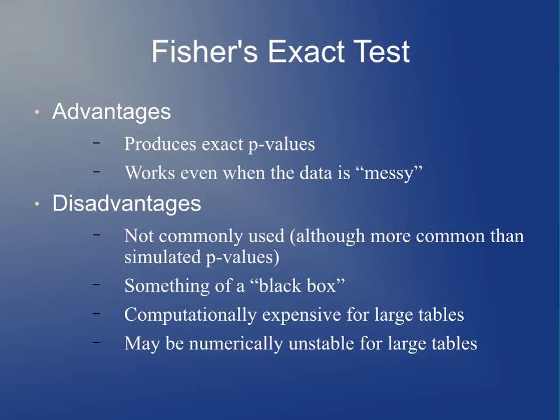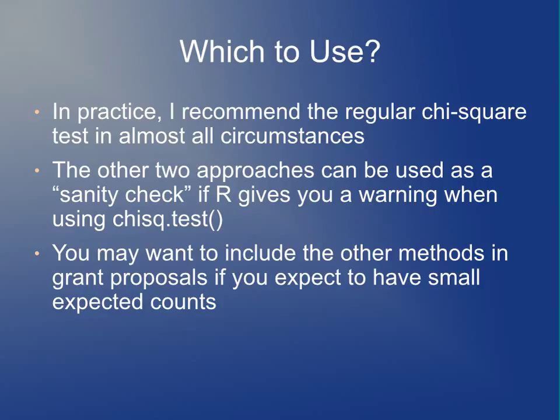So what should you use in practice? Honestly, if you just use the chi-square test for everything, you probably won't go too far wrong. You may want to use one of the other tests as a sanity check if R gives you a warning from chi-square.test, just to make sure the p-value doesn't change that much. Most of the time it won't, and if it doesn't, then you're fine. But if you're writing a grant proposal or something like that, and you expect to have small counts, and you don't want to deal with flak from reviewers saying that your approach is invalid because your counts are too small, you can say we'll use Fisher's exact test.